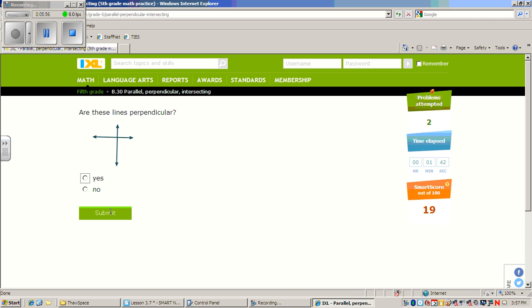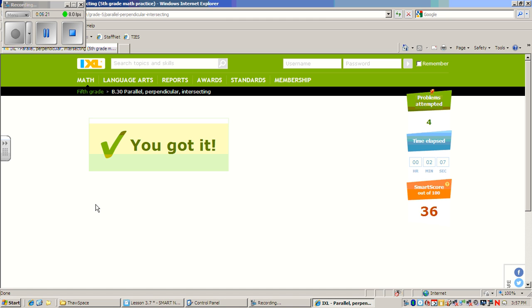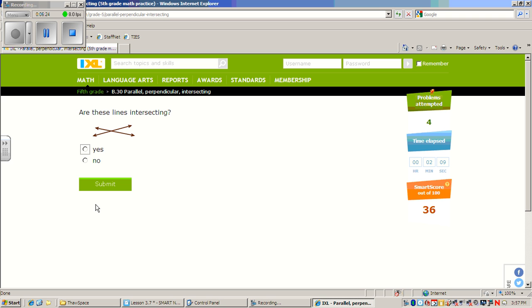So are these lines perpendicular? Do they form that 90-degree angle? Can we make a 90-degree angle with that? And that's why we want to do these lines together. Are these lines perpendicular? Again, we're trying to create a 90-degree angle, and I don't see a 90-degree angle there. So therefore, I would say, nope, it's not. Okay? Are these lines intersecting? And intersecting, I hope you know, means that they cross over each other. And so I would say yes to that one. And those are definitely intersecting lines.